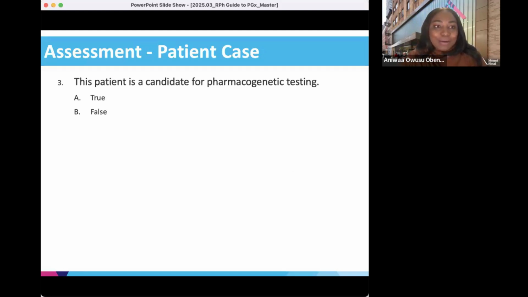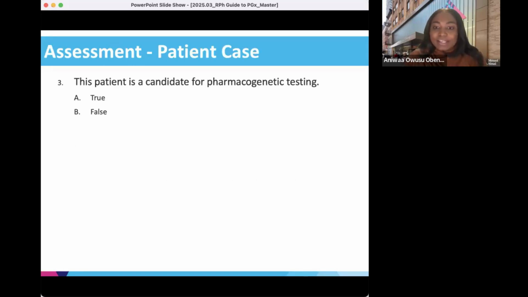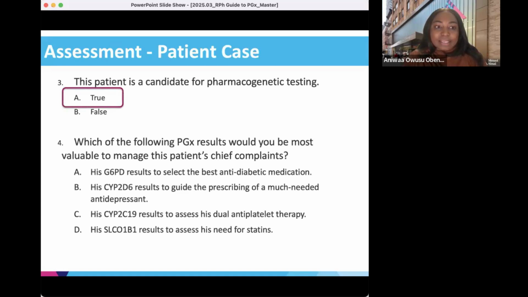So let me go back to this patient, because the patient is an East Asian male. He's complaining of chest pain. He's already been put on clopidogrel 10 days ago, and he's coming back with these same symptoms. He's definitely a candidate for pharmacogenomic testing. He has high risk ancestry. He's on the drug and it doesn't seem to be working for him. So you want to test this patient for CYP2C19. I think I sort of answered my second question.